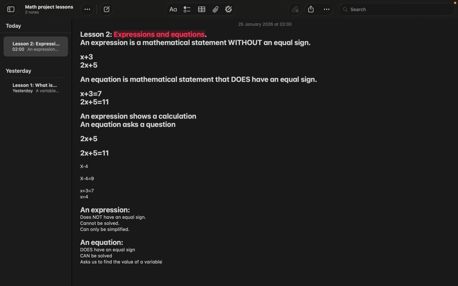In the next lesson we'll start solving equations step by step, beginning with very simple ones.